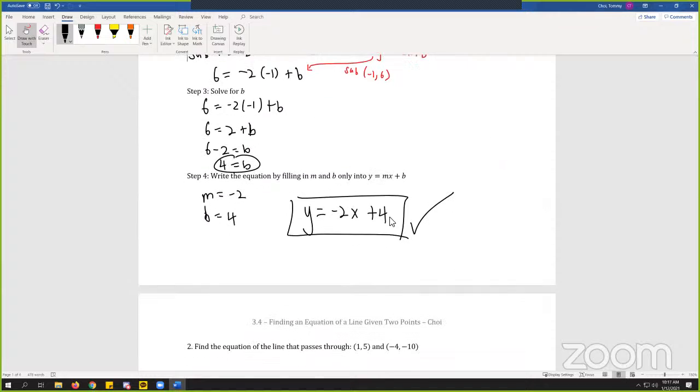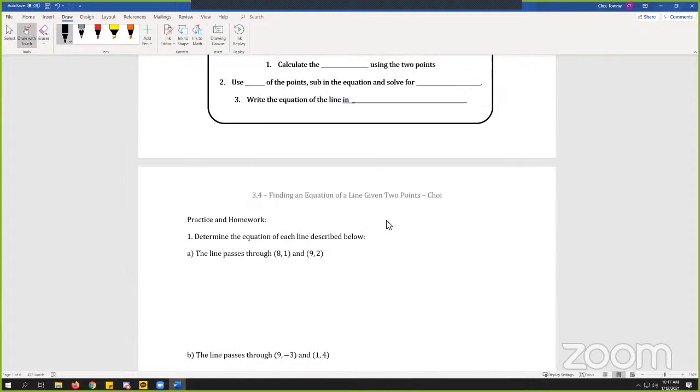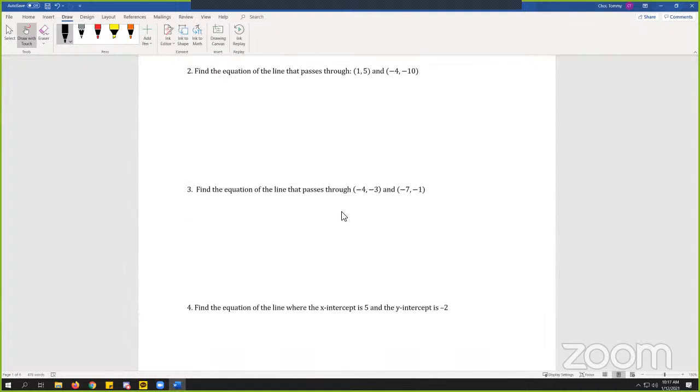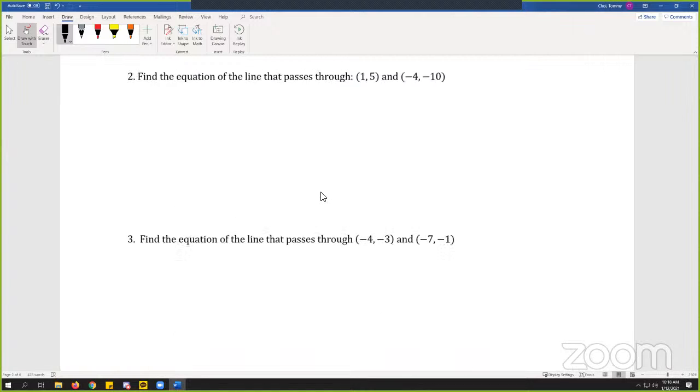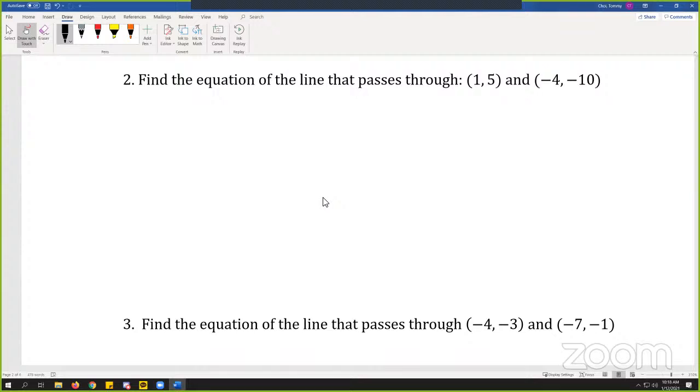All right, so we're going to move on now. Question 2, 3, 4, and then we're done for today. Right? And you have lots of homework. So question 2, 3, 4. Question 2 here, find the equation of the line that passes through 1, 5, and negative 4, negative 10. So same thing. We're going to go through each one step by step and solve for it.